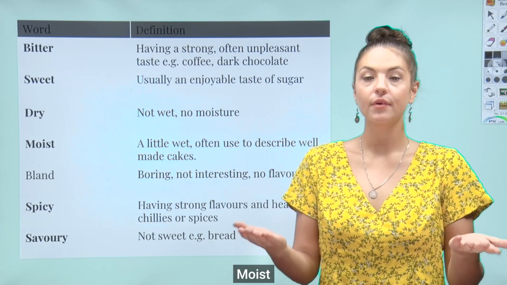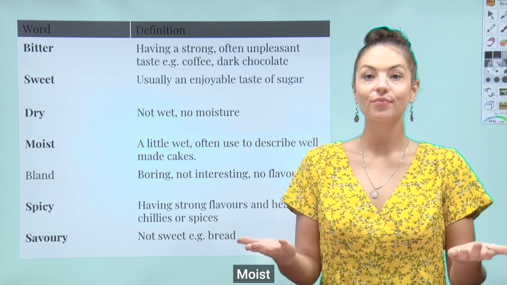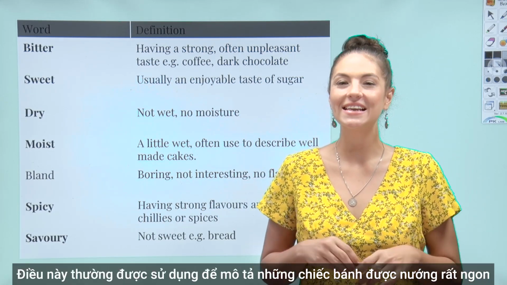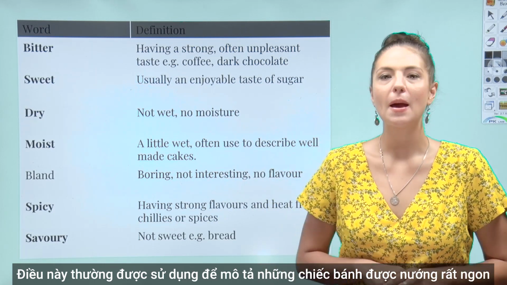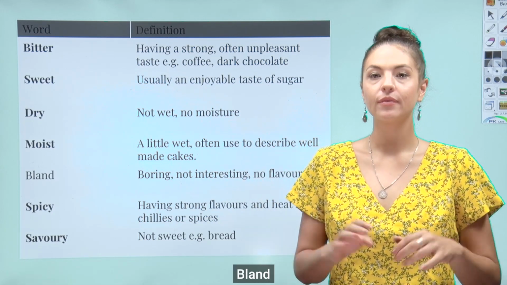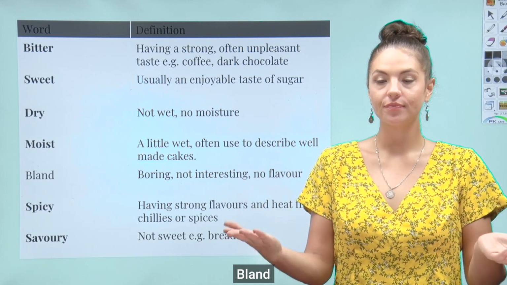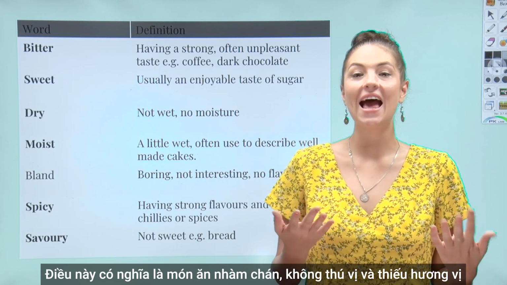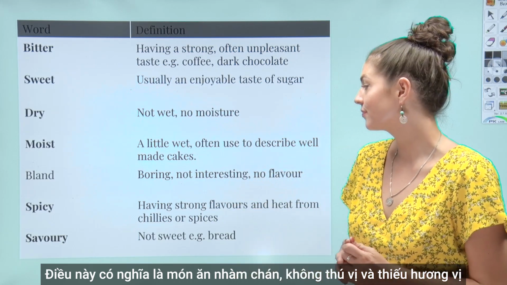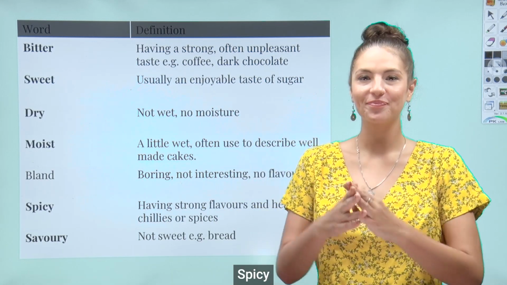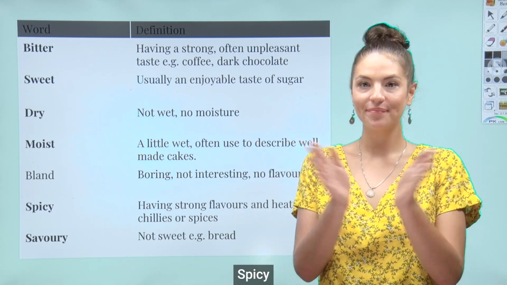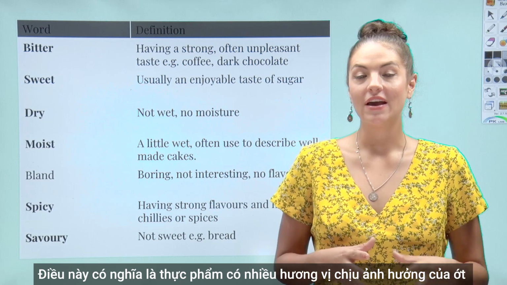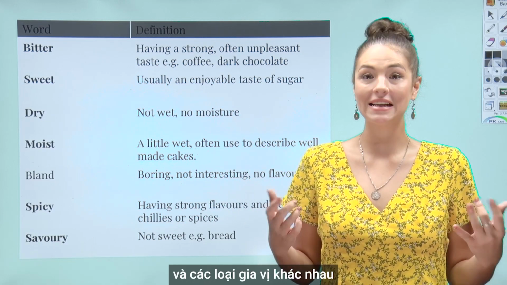Moist. A little wet. This is often used to describe well-made cakes. Bland. This means the food is boring, not interesting, and is lacking in flavour. Spicy. This means the food has lots of flavour, influenced by chilies and different spices.